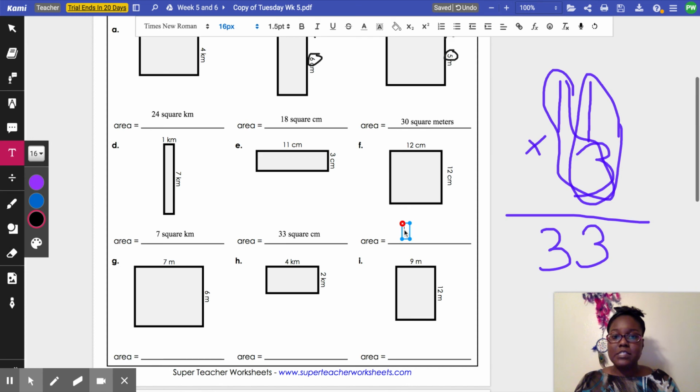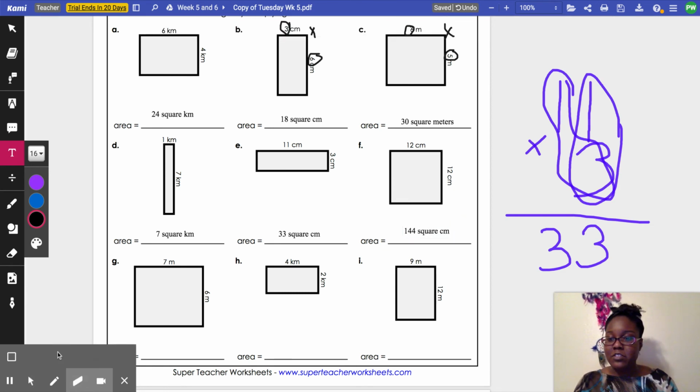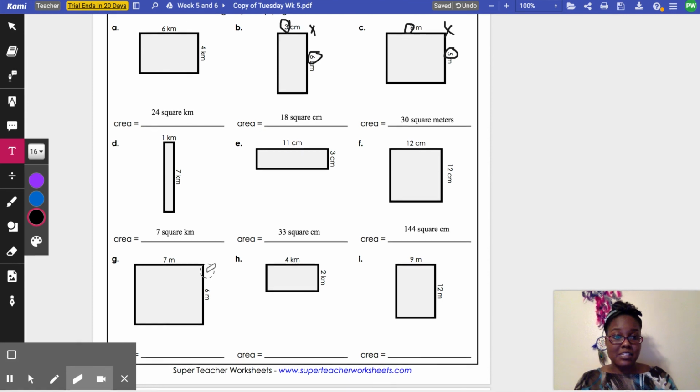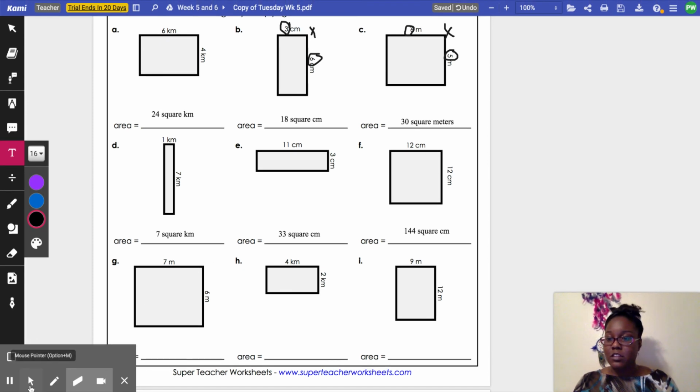All right, on this next one, we have 12 multiplied by 12. I'm going to give you that answer. 12 multiplied by 12 is 144 centimeters squared, or square centimeters. I would show you 2-digit by 2-digit multiplication, but that is not a 3rd grade skill. So, not going to go there.